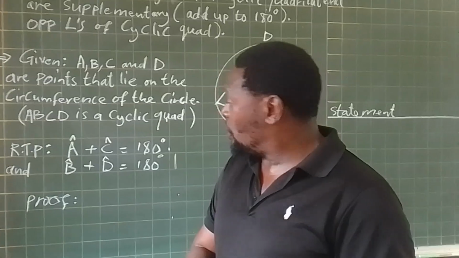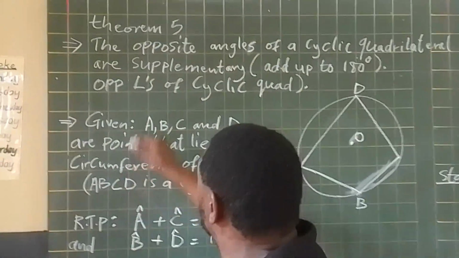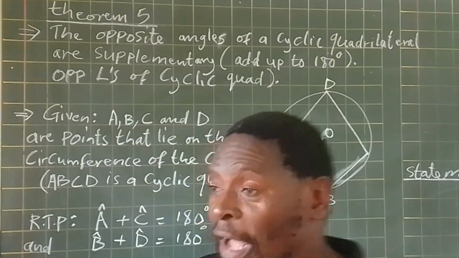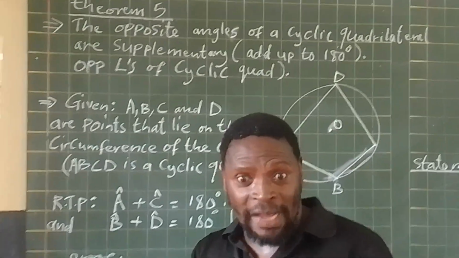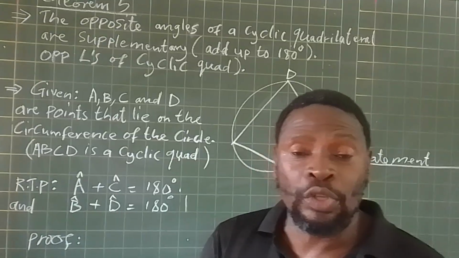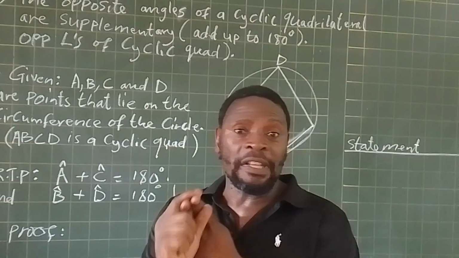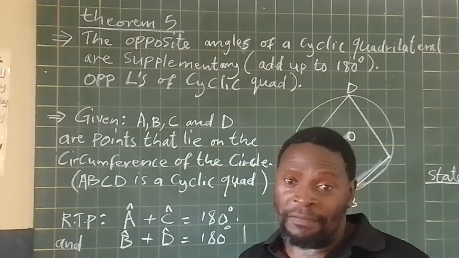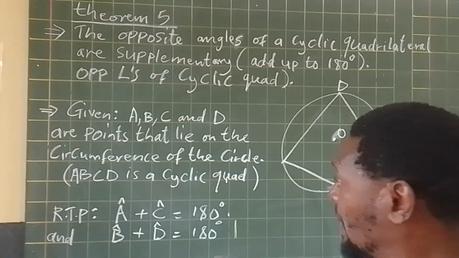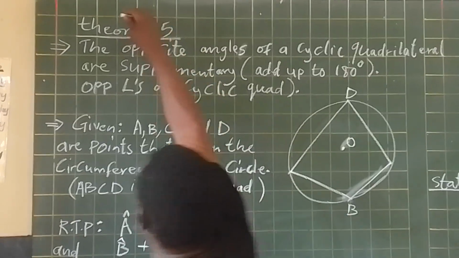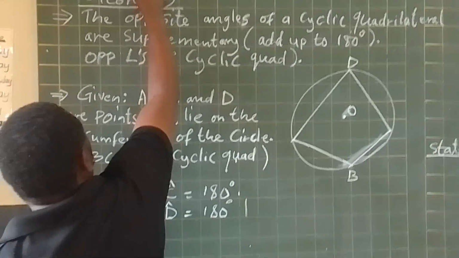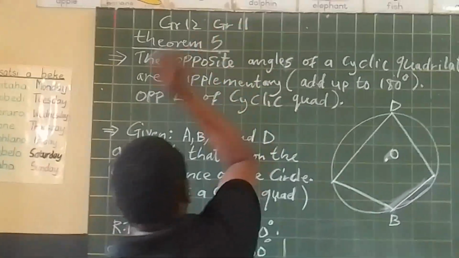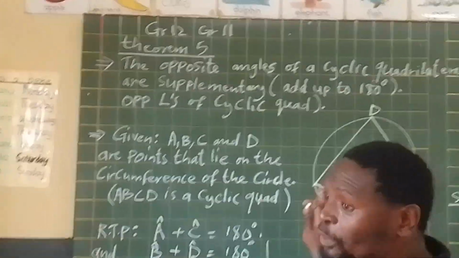Today we are going to do Theorem 5. We have proved Theorem 1, Theorem 2, Theorem 3 and Theorem 4. Now we have to prove Theorem 5. Remember matrix and grade 11. This is for grade 12 and 11. Both grades are applicable in this one.